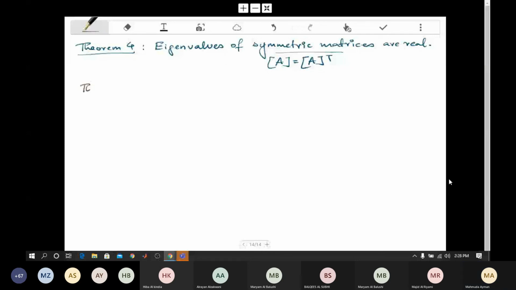Theorem 5. And that is: eigenvectors of a symmetric matrix are orthogonal.